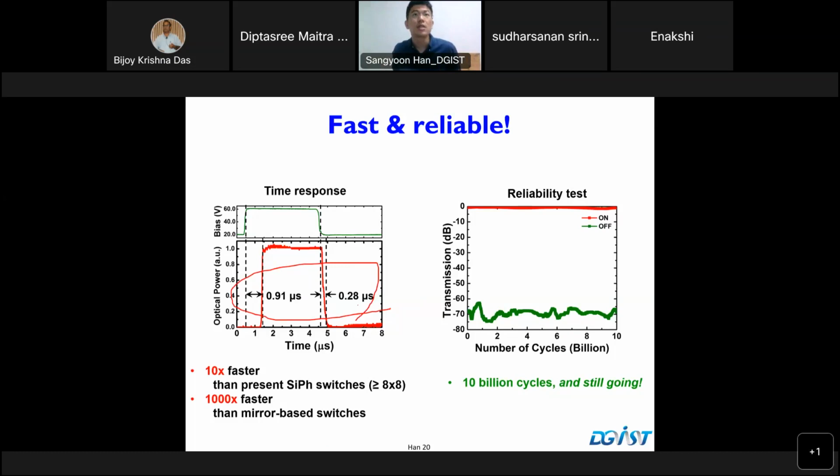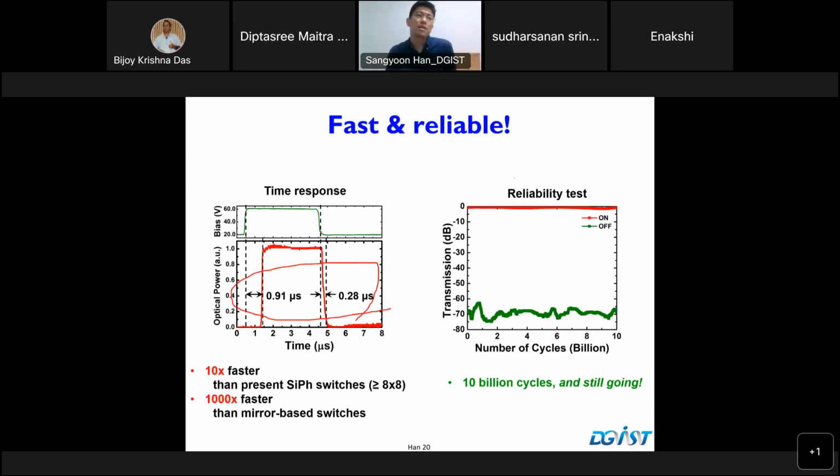This is actually slower than electro-optic switches. However, as you may know, electro-optic ones have high optical loss, so they're not really scalable. And this is 1,000 times faster than the previous MEMS mirror-based switch. In terms of reliability, we could run it more than 10 billion cycles. Actually, we didn't do more, not because the switch was broken, the switch was still working, but we thought that 10 billion cycles was good enough to show that this is reliable.